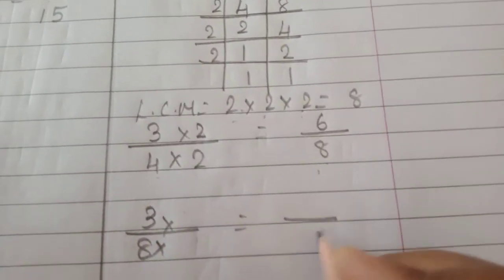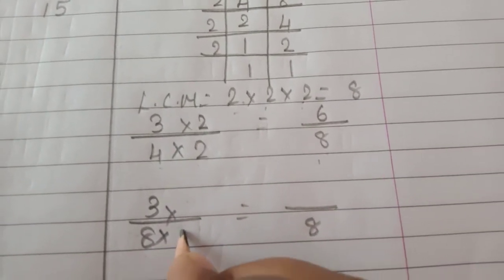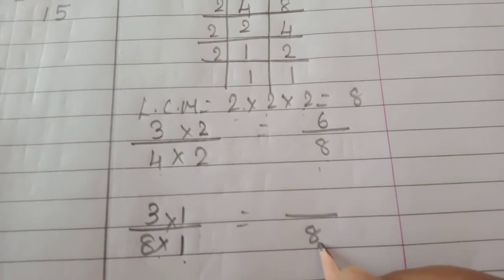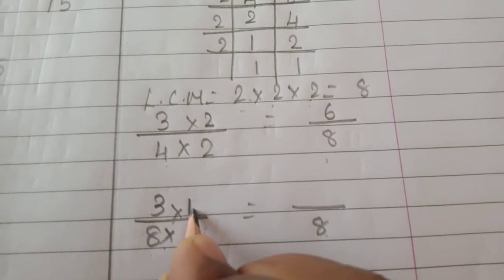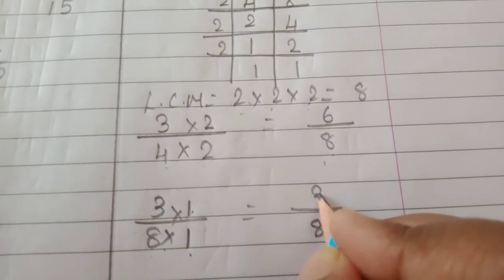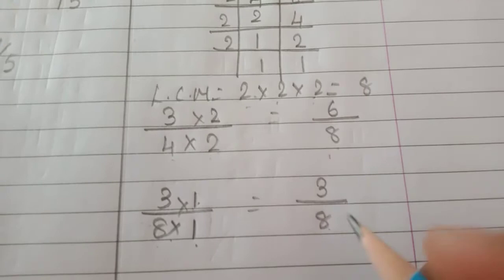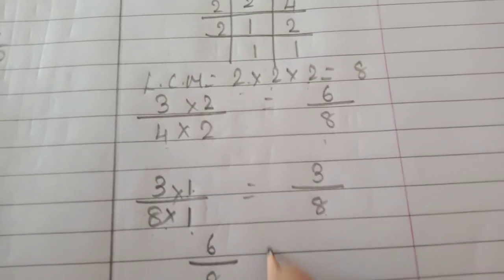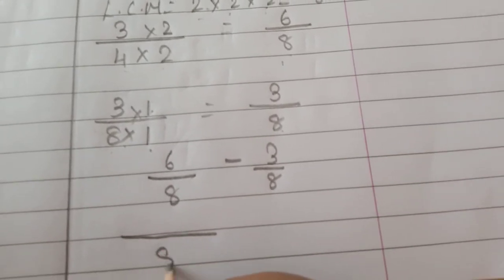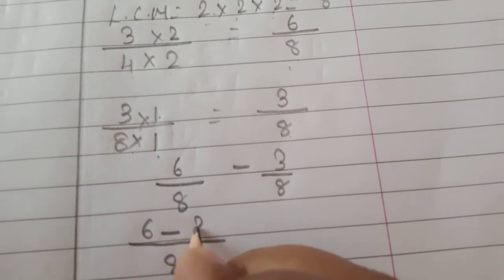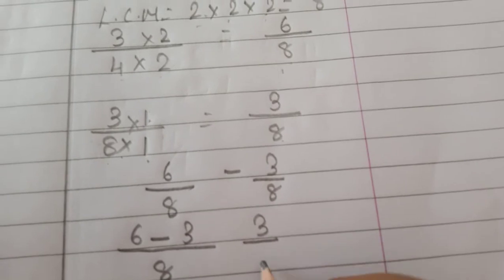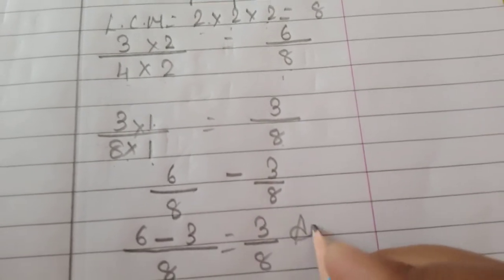We want denominator 8. So here 8 is there. So we will multiply 1. 8 1s are 8. And in numerator also we will multiply by 1. So 3 1s are 3. Now both the denominators become the same. 6 upon 8 minus 3 upon 8. So we will write one time common denominator 8. So numerator we will subtract. 6 minus 3, 3 upon 8 is our answer.